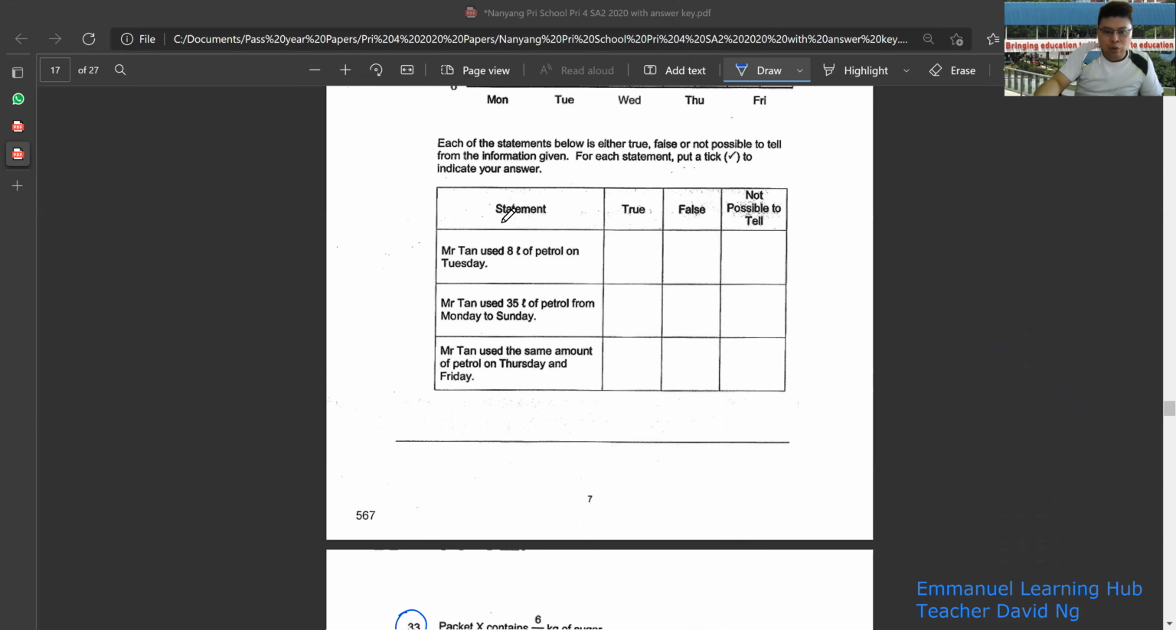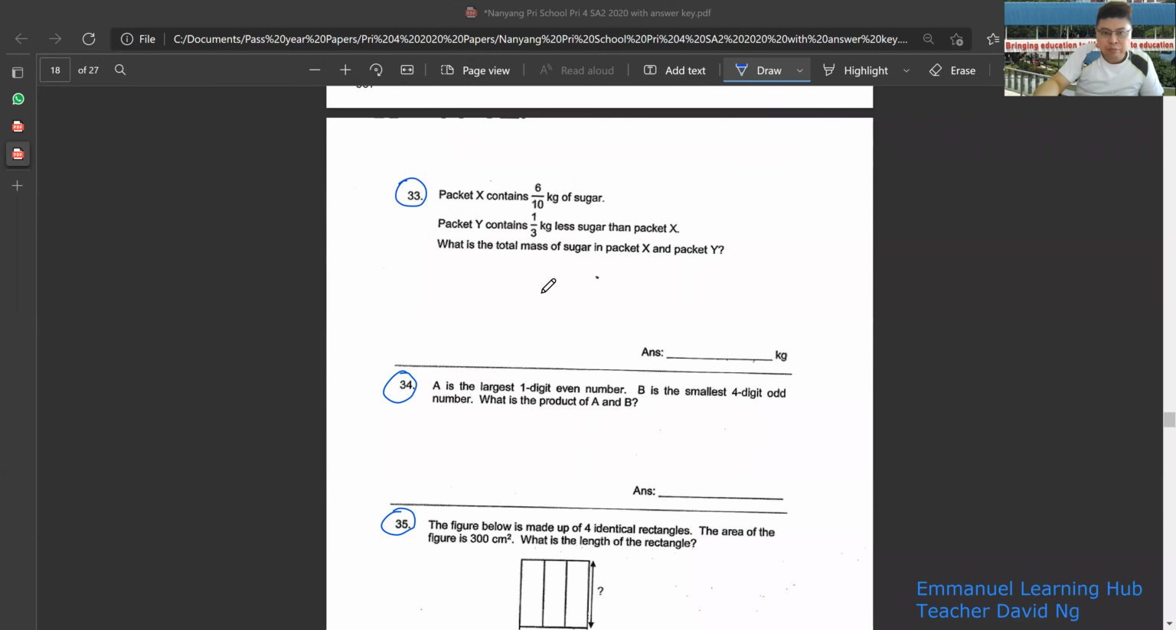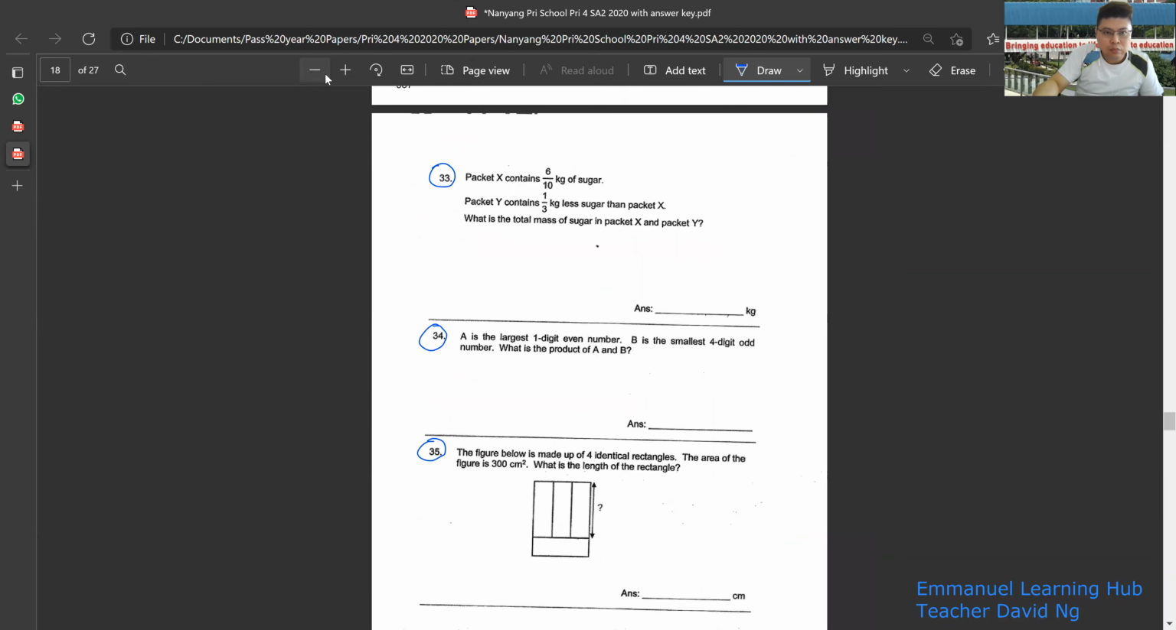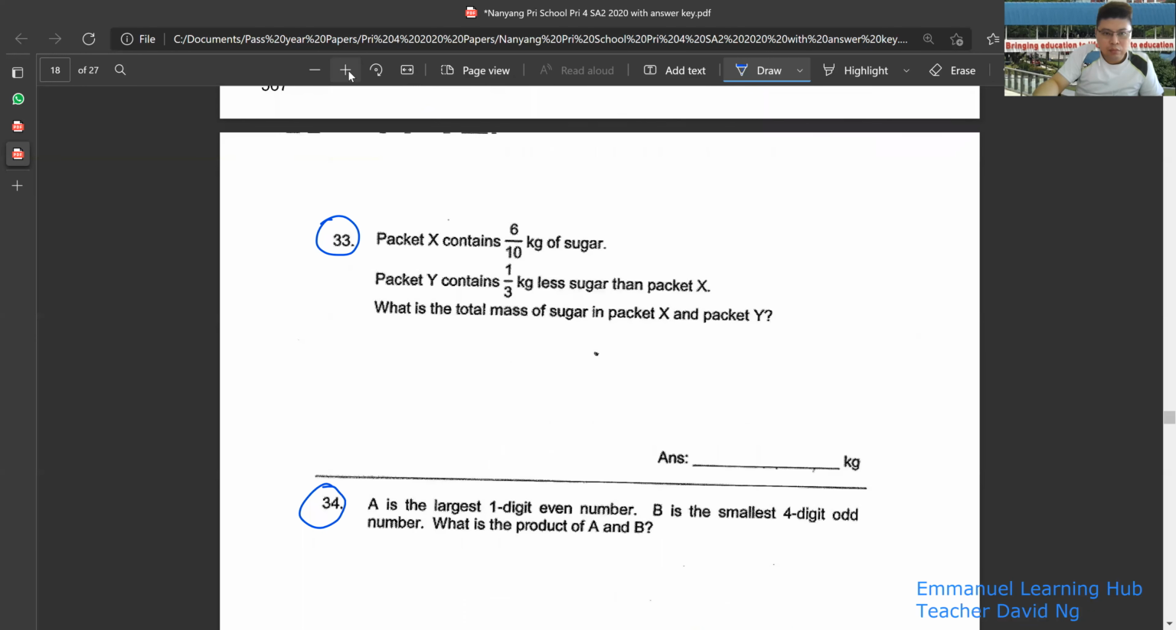Okay, let's move on to the next question, 33. It says that packet X contains 6/10 kg of sugar. Packet Y contains 1/3 kg less sugar than packet X.